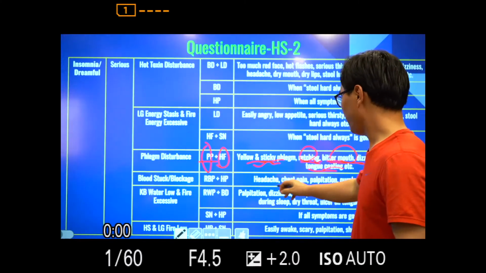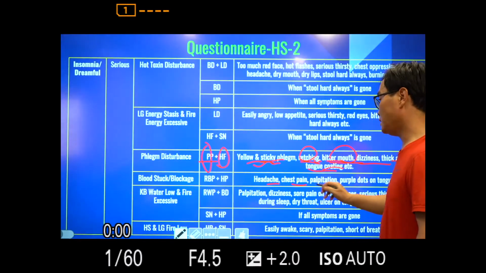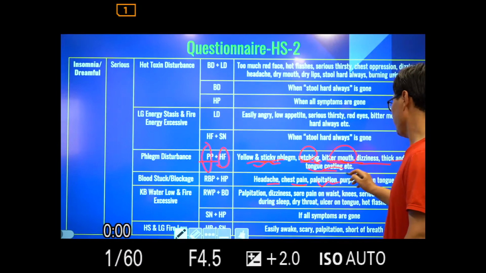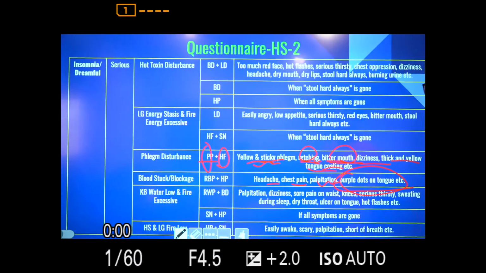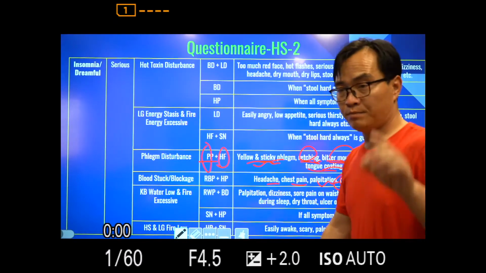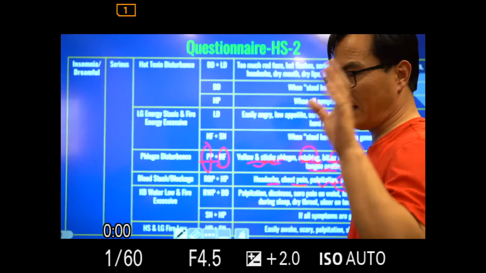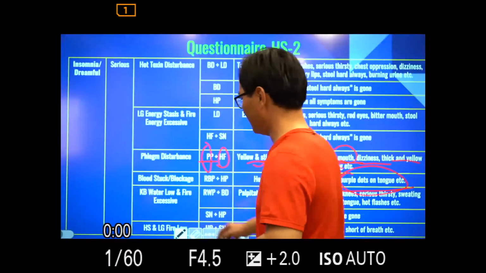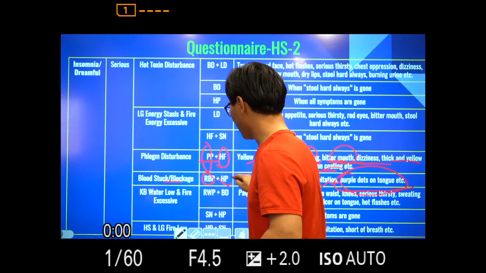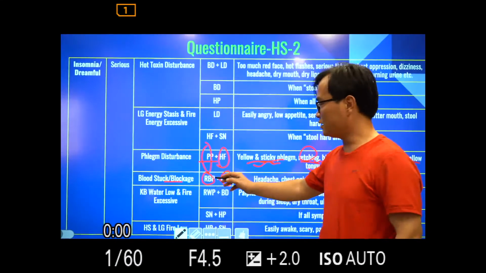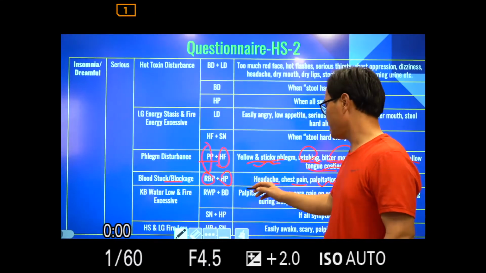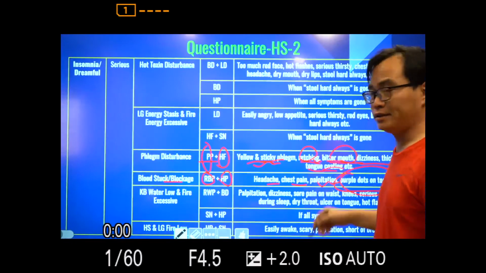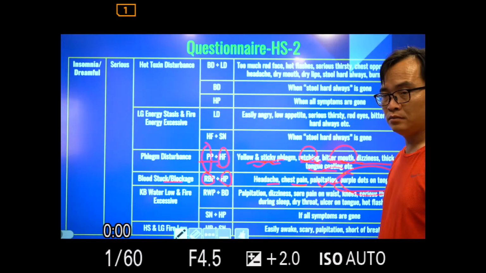Insomnia with headache, chest pain, palpitation, especially purple dots. If you see purple dots on the tongue, people cannot sleep, and this kind of sleeplessness is from blood blockage. Use Rev Plus and Heavy 40. Rev Plus to improve the blood blockage, Heavy 40 to help relax, to work on the sleep.